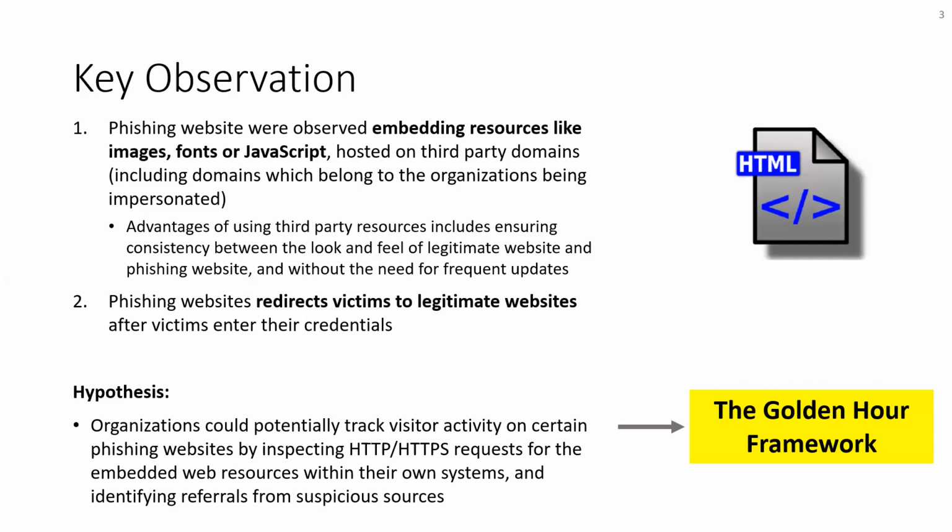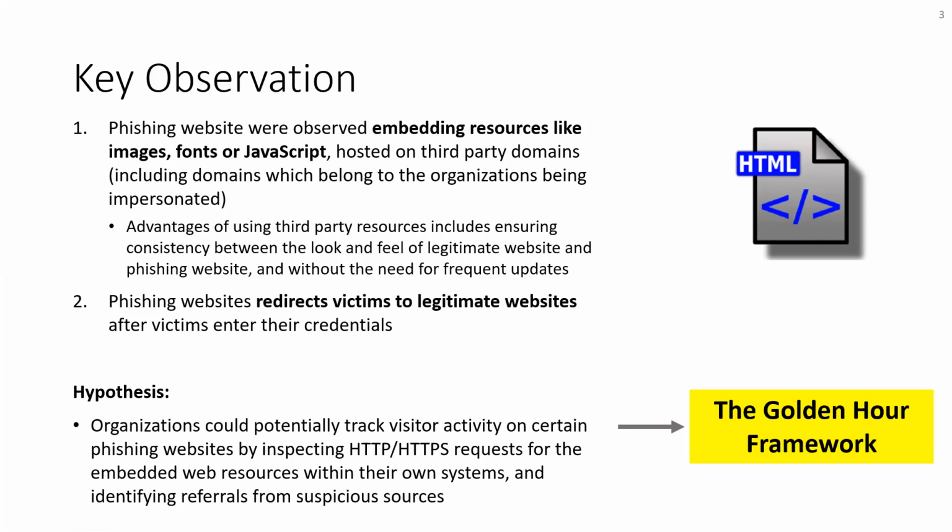Based on these two key observations, they came up with this hypothesis whereby organizations could potentially track visitors' activities on certain phishing websites by inspecting the HTTP or HTTPS requests for the embedded web resources within their own system, and also identifying the referrals from suspicious sources. These referrals come from when phishing websites redirect their victims to legitimate websites. It sounds more like a suggestion there, right?